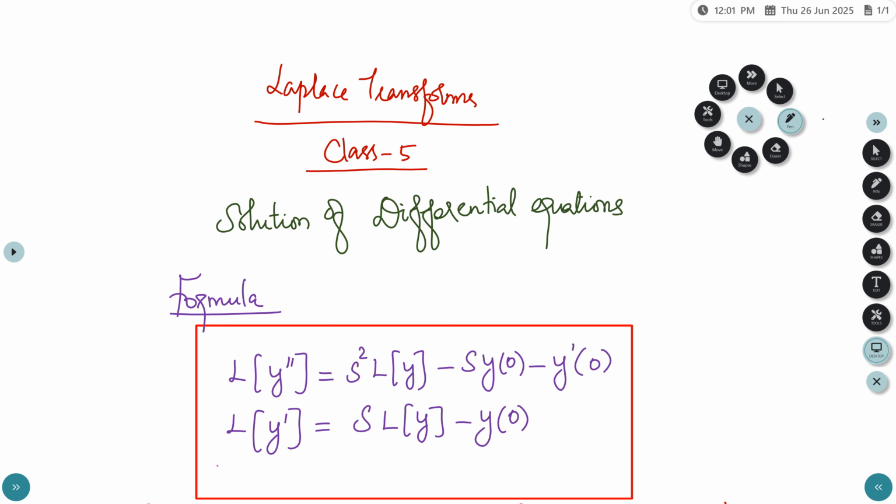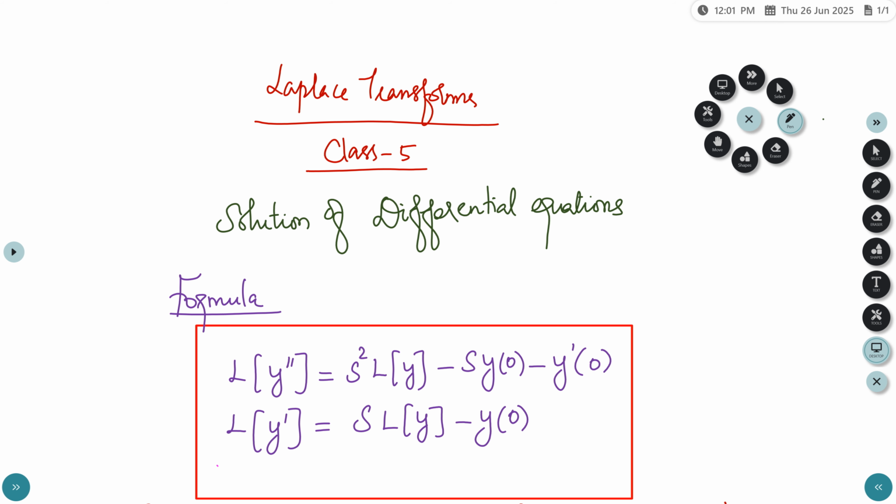Our first formula is L of y double dash, the Laplace transform of the second derivative, which is equal to s square L of y minus s into y of 0 minus y dash of 0. L stands for Laplace transform, and y is the function y of t. y of 0 is our initial condition, or boundary condition. This is given in the problem itself. So y of 0 and y dash of 0 both are initial conditions, provided in the problem itself.